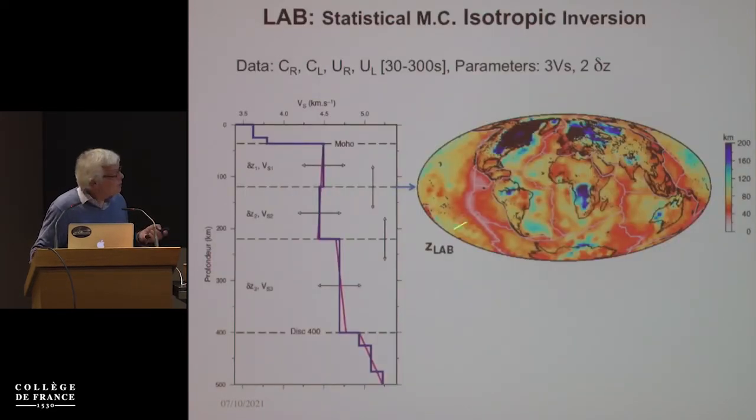Okay, so let me show you only some results. I already showed that some years ago here. And for the isotropic inversion, by using a Monte Carlo statistical approach, we find this kind of map for the LAB, and we find what we expect. I mean, a shallow LAB for oceans and mid-ocean ridges, and a deep LAB for old continents. And so nothing really new, but what we were expecting from plate tectonics and geology.